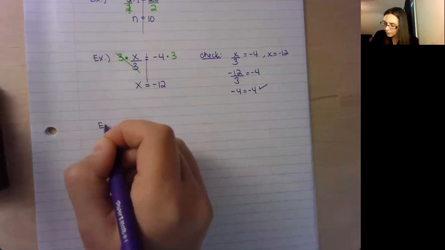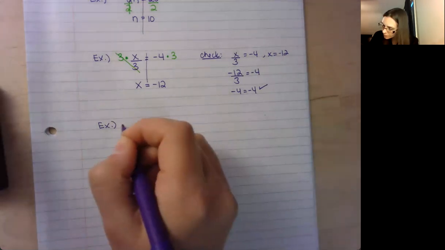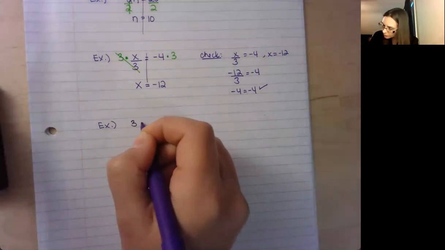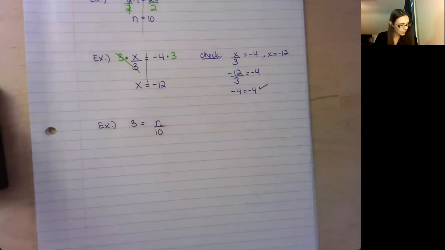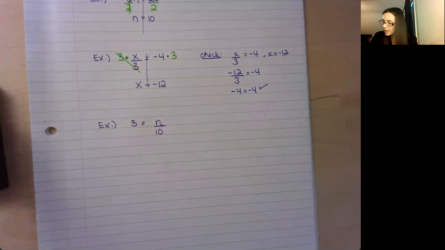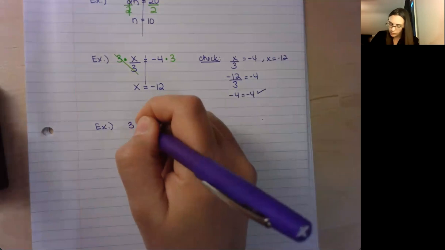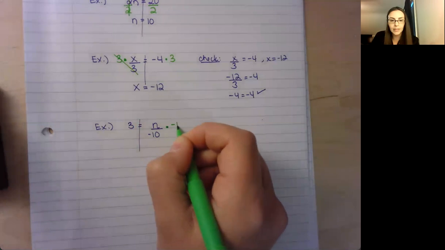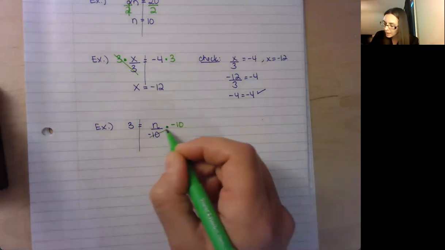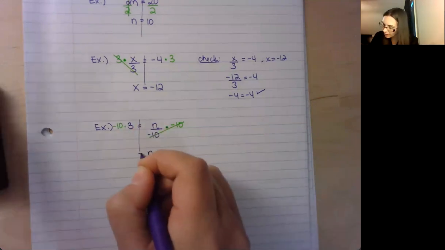All right, and let's do one more. So here, maybe I have n over, let's make it negative 10. I want to get that n by itself. So I'm dividing by negative 10 here. The way to cancel a division is to use multiplication. They're opposites. So that will cancel that out. And of course, don't forget to do it on both sides. So I have n is equal to negative 30.